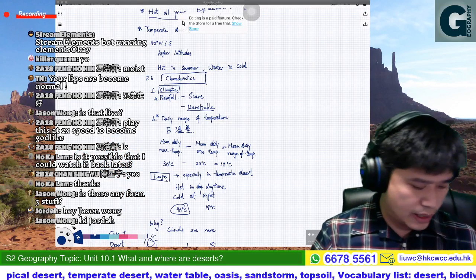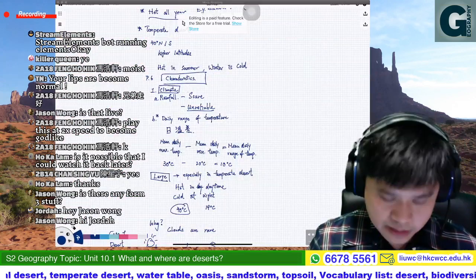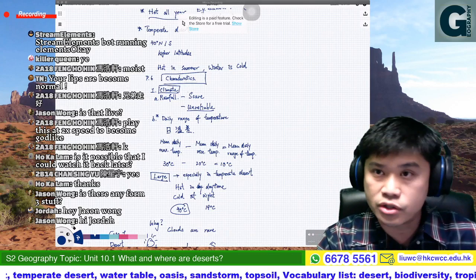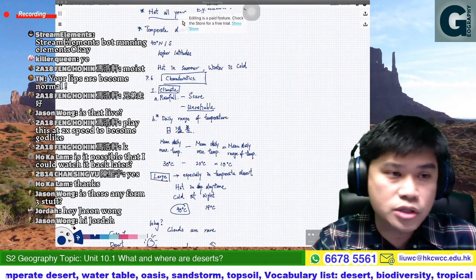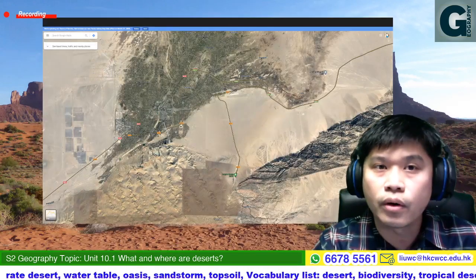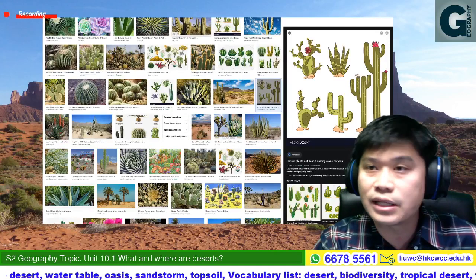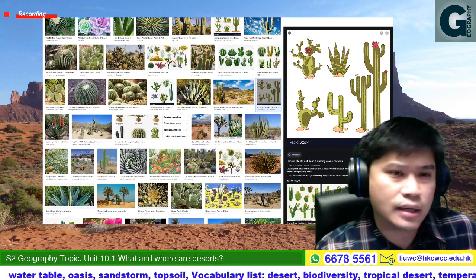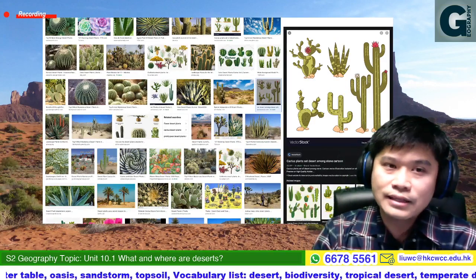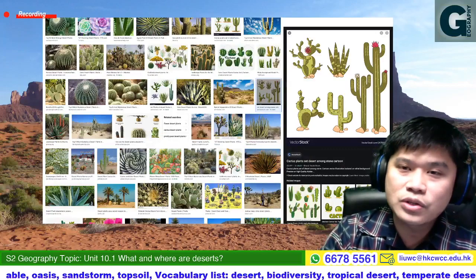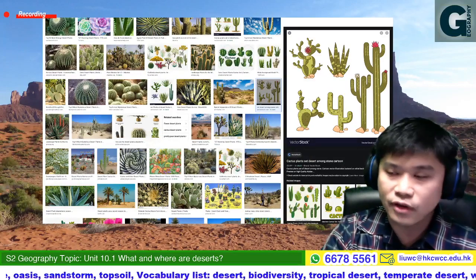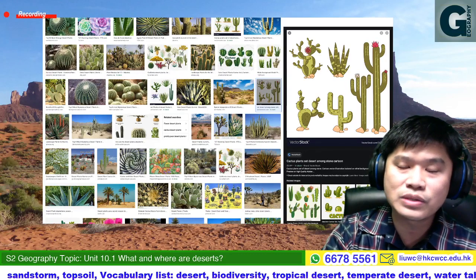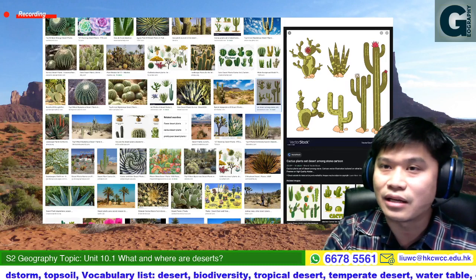But before I end this section, I may also show you some extra information. Just now we have watched some examples of desert plants like this. And then let me show you, besides the plants, this is not mentioned in your textbook. Actually, we can also see a lot of animals, a lot of species in the desert, a lot of insects. Let me show you some animals or insects in the desert.